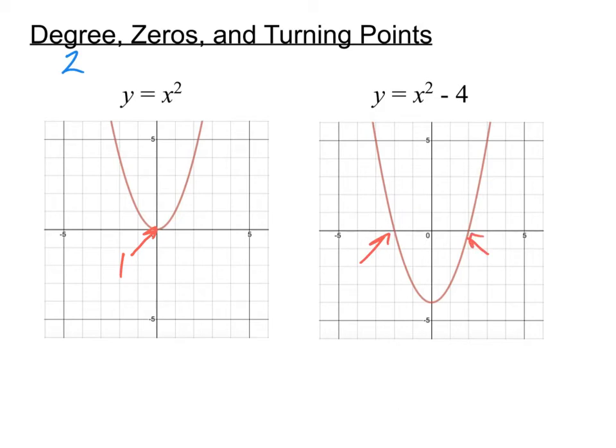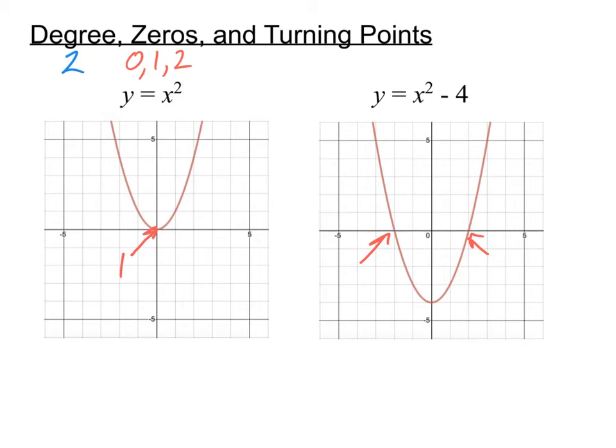And so in this particular case, we found that there was one zero or that there were two zeros. And in fact, if I wanted to, I could even take this first graph, and if I moved it up just a little bit, there'd be zero zeros in that one. So that is also possible, that there'd be no zeros. Okay. Now, how about turning points?